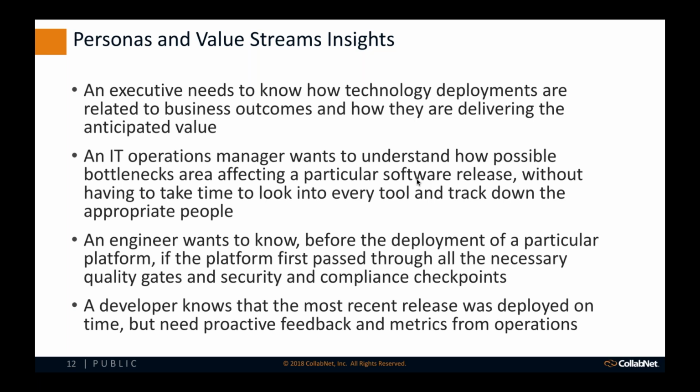And the engineer and other folks who have responsibilities around security and testing, especially in regulated industries, have a lot of checkpoints and quality gates. They want to understand that when this is being delivered and deployed, did it pass through all the necessary quality gates and security gates? Why or why not? Was something missed here? So having visibility throughout, and if it was missed, how does that impact the overall business? And again, I make the argument that a developer, and I kind of use this example, had a recent release deployed on time, but now they need that proactive feedback and metrics from operations. They need to understand how this is actually performing and delivering value to the customer. If, for example, I'm getting increased service desk tickets or having performance issues, I need to know about this.